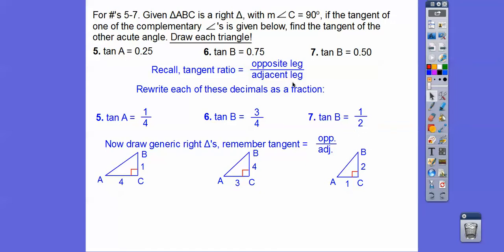Okay, so it says we draw the triangles. We just did that, and it says the tangent of one of the complementary angles is given. Find the tangent of the other. So here we know the tangent of A is 1/4. So what's the tangent of B? It's 4 over 1. Here the tangent of B is 3/4, so the tangent of A is 4/3. Here the tangent of B is 1/2, so the tangent of A is 2 over 1, which equals 2. That's what they're talking about. So tell us the tangent of the other one, okay?